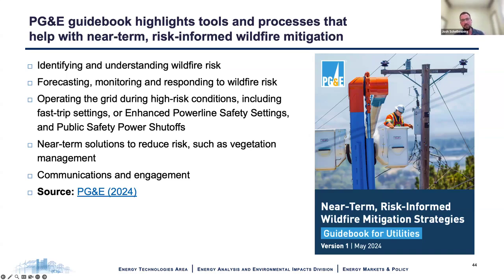And the key there is the near term, right? Because there's a lot of things that utilities can do, but prioritizing what is needed right now, especially with wildfire risk, given that it can ramp up very quickly if there has been an extended drought or if there are high winds coming. This guidebook lays out a lot of the operational processes that are highly cost effective for managing wildfire risk.